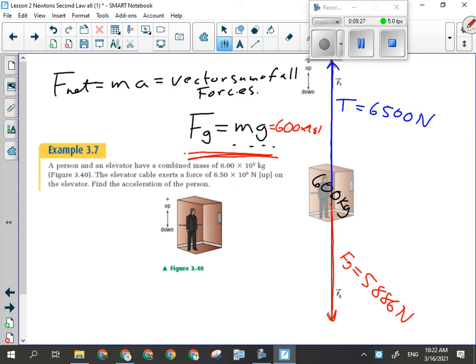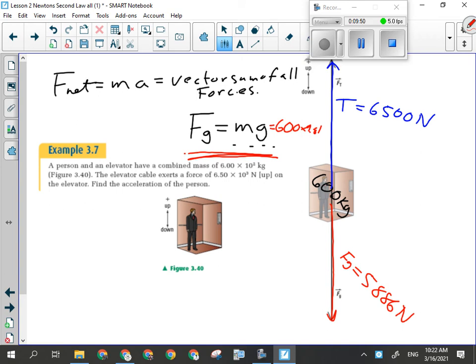So I have a force of 6,500 newtons up, 5,886 newtons down. Which way is the elevator accelerating? Up. Why? Right, the force up is bigger than the force down.